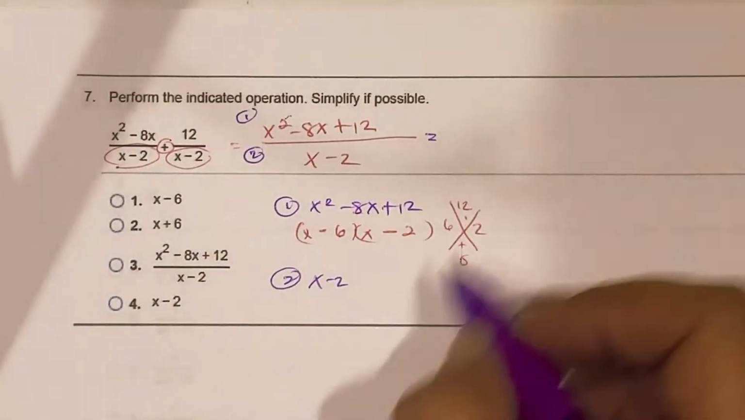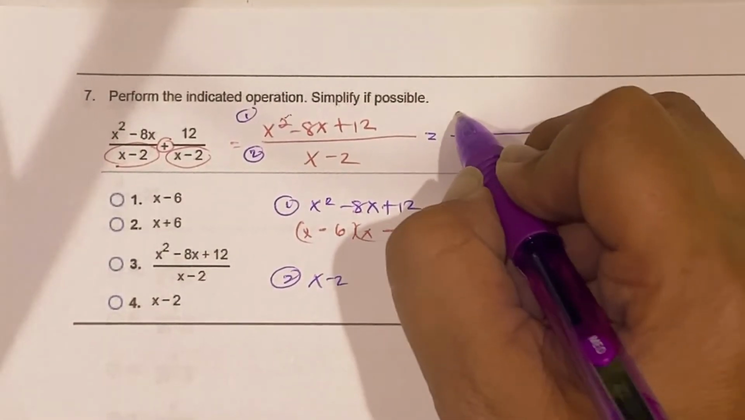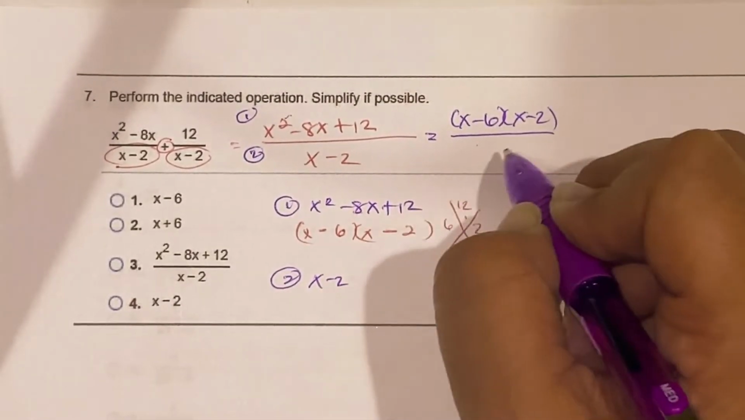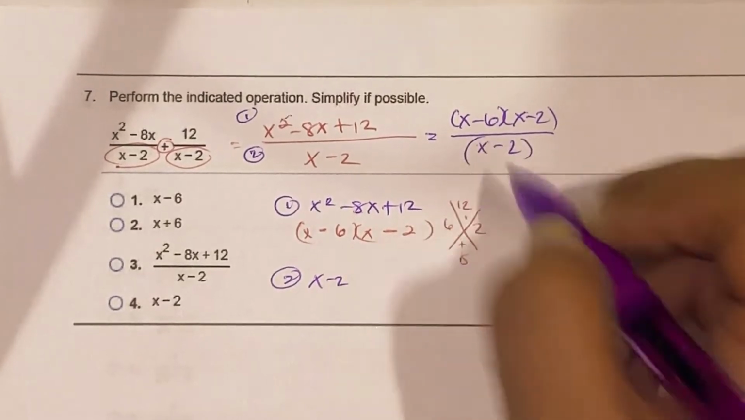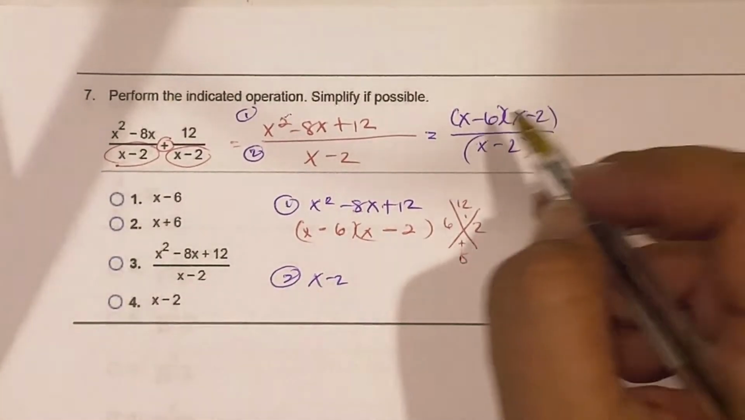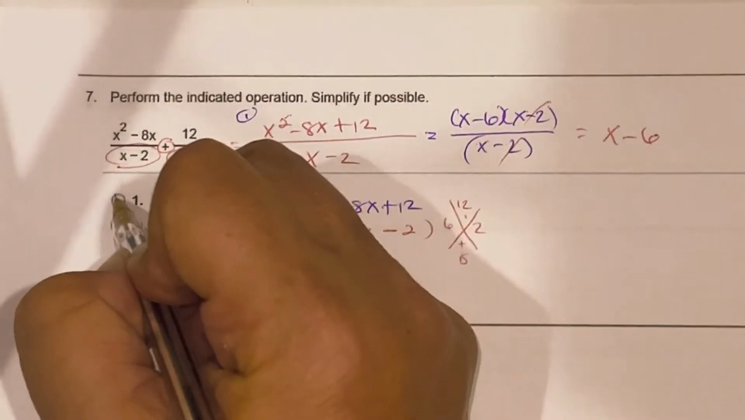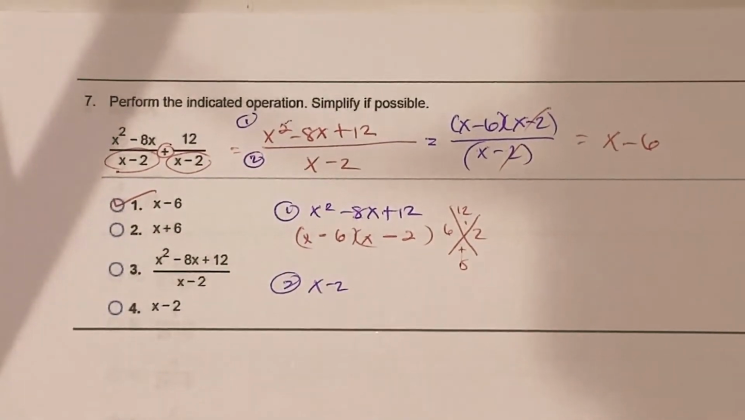So we go back to our line. You're going to write our 1, which is x minus 6, x minus 2. And then you're going to write your second one, which was x minus 2. And then cancel out what they have in common, which is x minus 2. So we are left with x minus 6. So our first one is our answer.